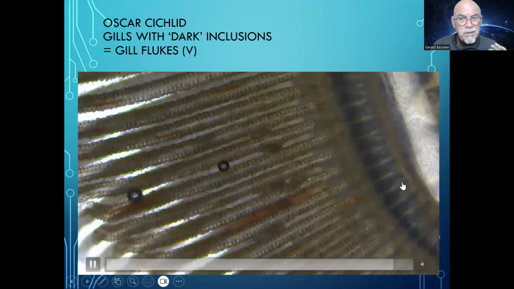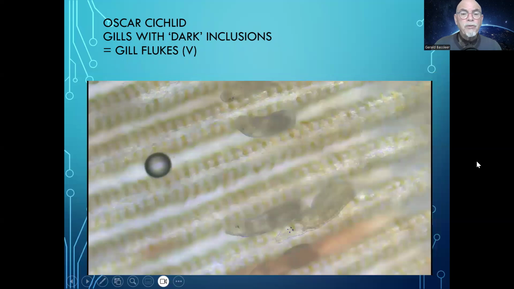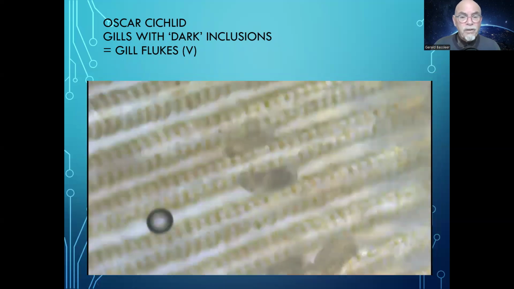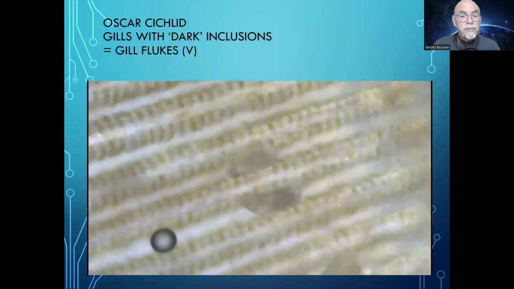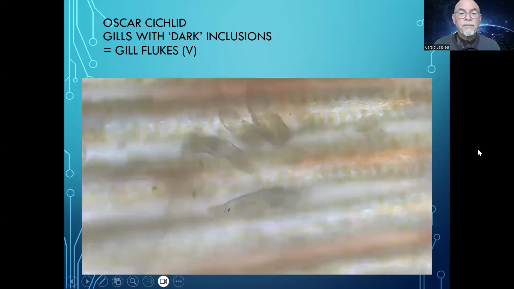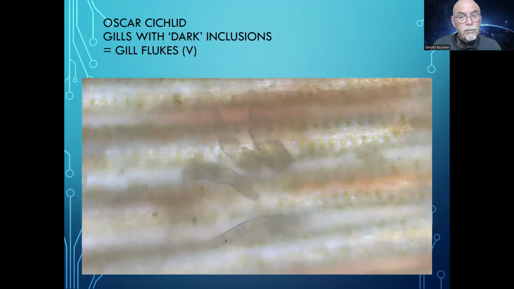When you change the light a little bit, or adjust your microscope, you might be able to see it. And here we go to a larger magnification, and you can see the typical gill flukes that are troubling this Oscar cichlid. Here we see more at a higher magnification. There were quite a few.